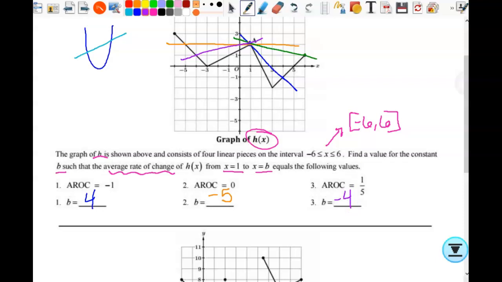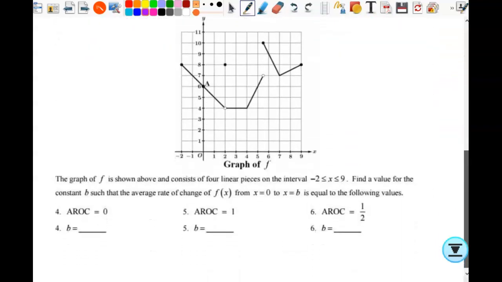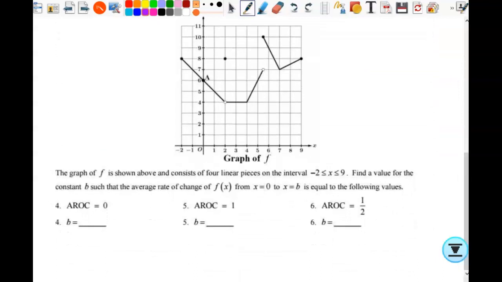All right, so I'm going to give you a minute at your tables. I want you to try these next ones. See if you can come up with those. You can discuss them with each other as necessary.